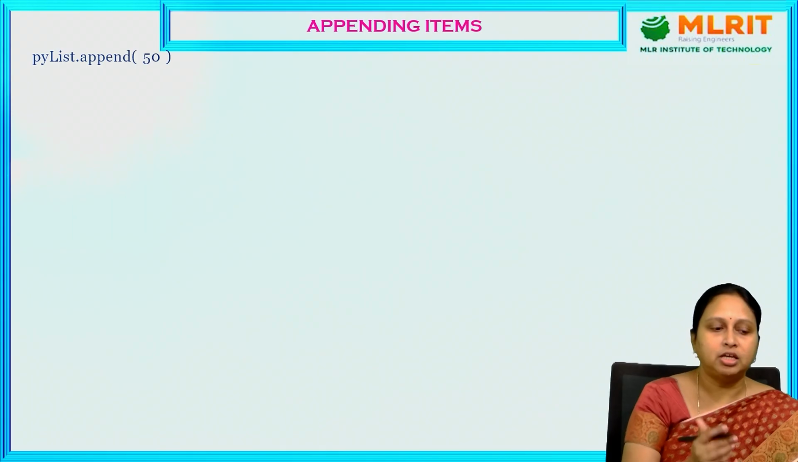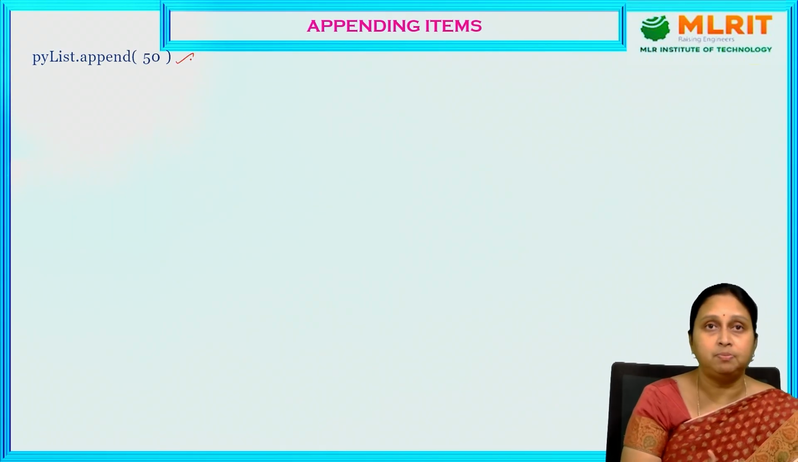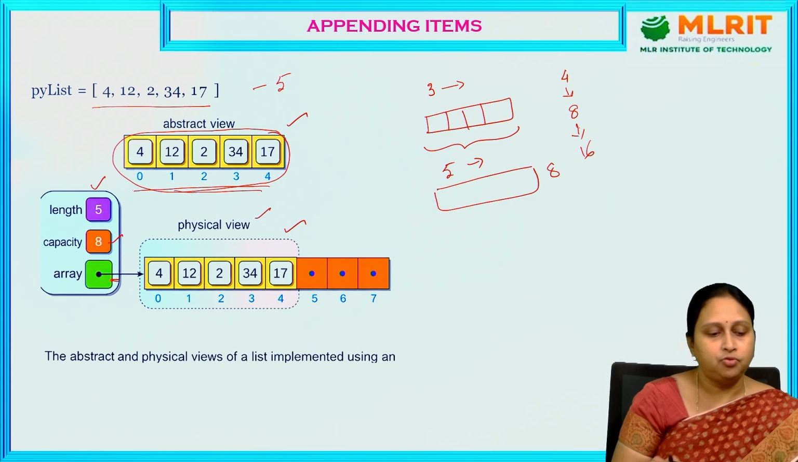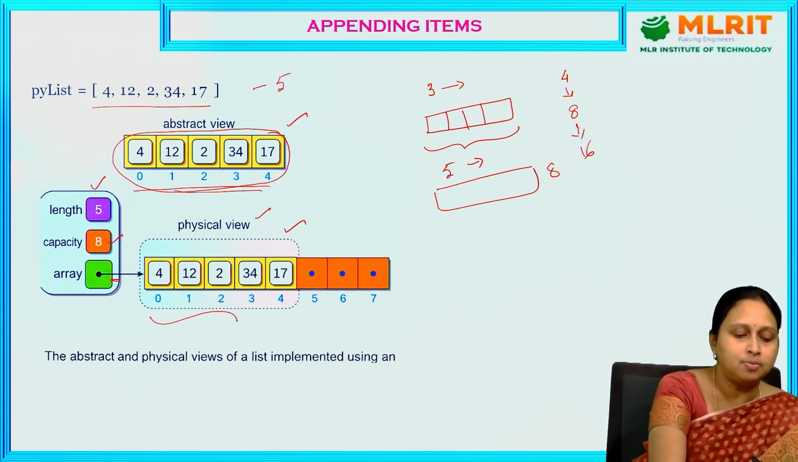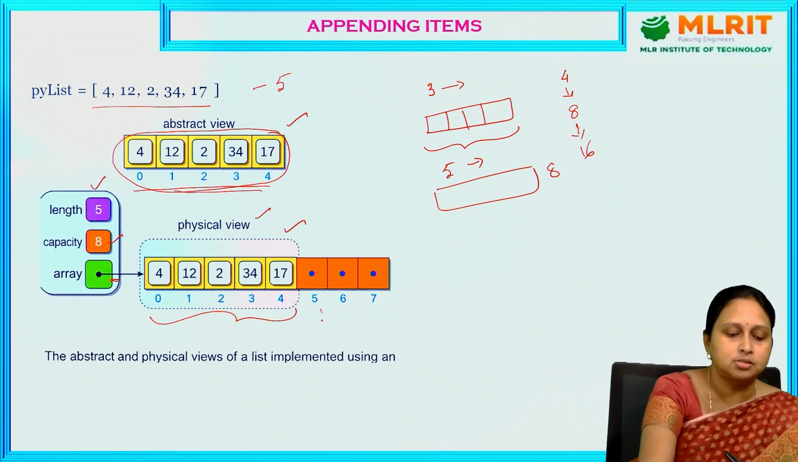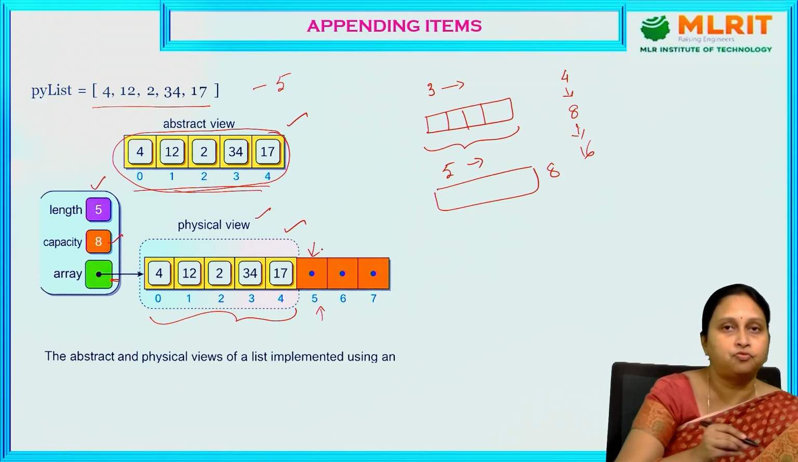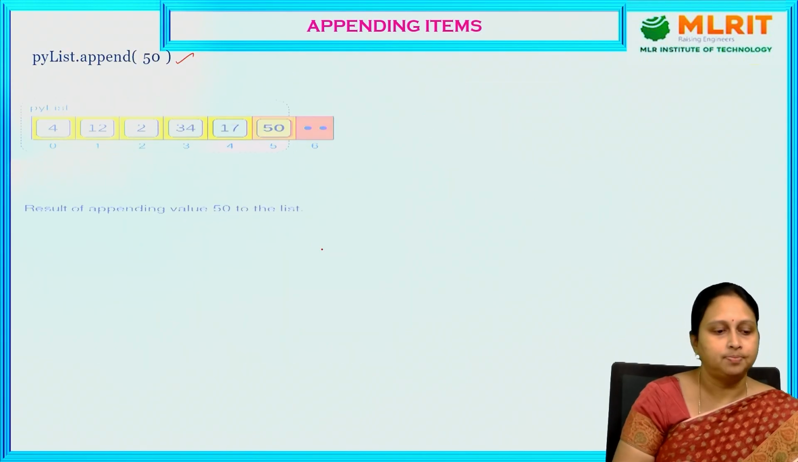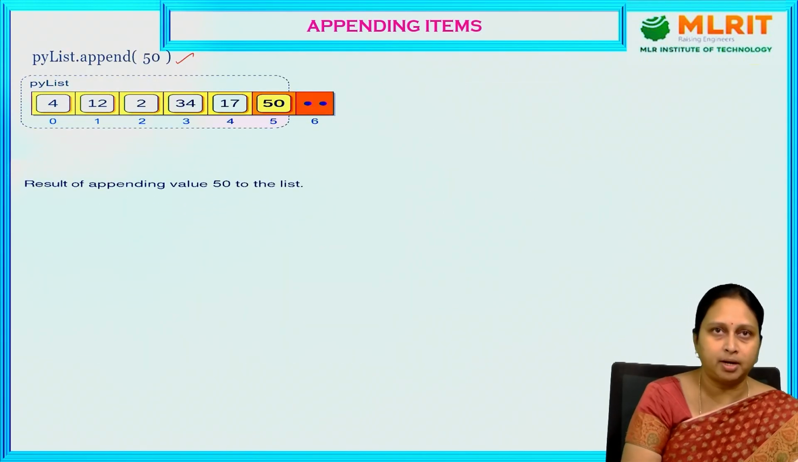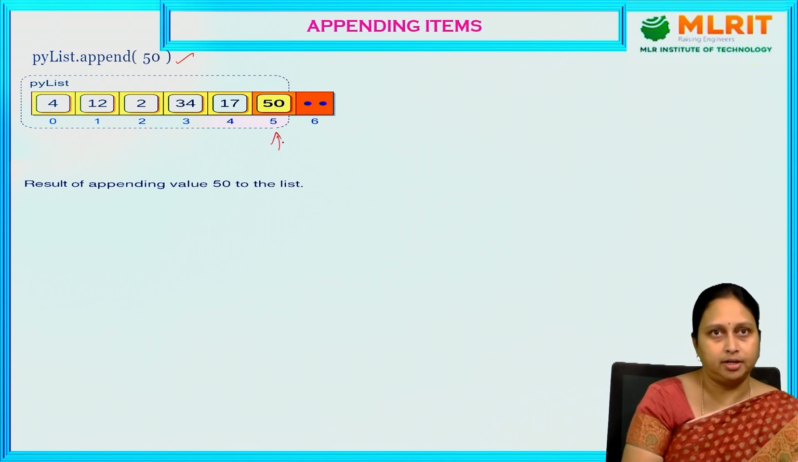Now, for the given previous list, if I want to append 50, where will it be appended? You can see these are the 5 elements which we have. Now I am going to append 50 into this list, so that it will be appended at index 5. Let us see how it has been appended. Yes, here the value of 50 has been appended.